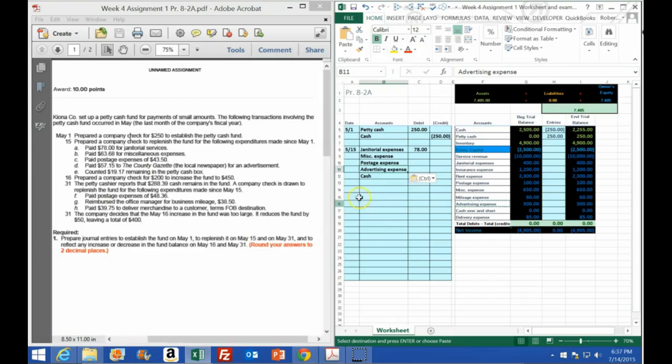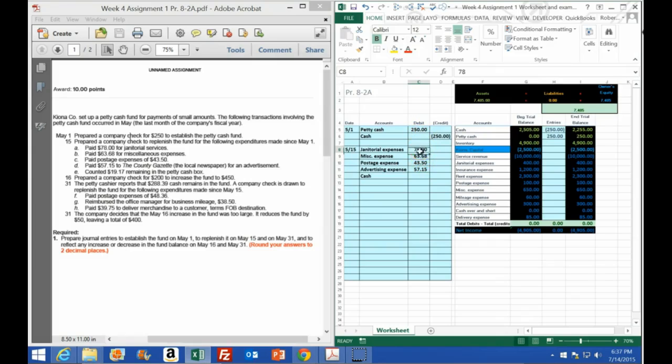So let's put the amounts in there. So it was $63.68, $43.50, and $57.15. Now we're going to replenish. So we're going to credit cash, and we're going to put that money back into these expenses in order to replenish the cash. So we're always basically at this 250.